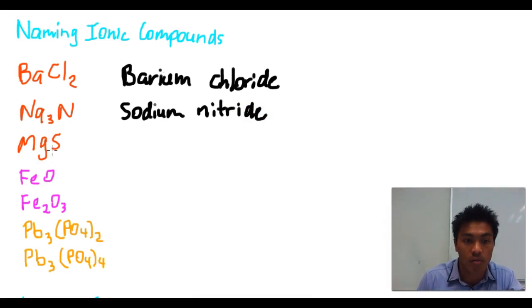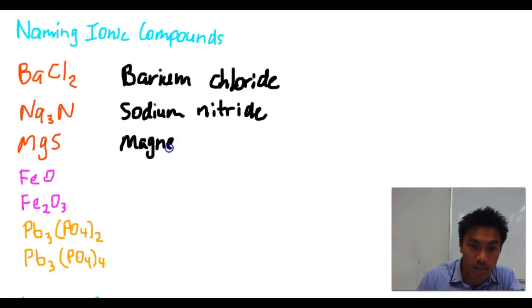Same thing here. We know that sulfur, being in group 6, is similar to oxygen. It's going to have a charge of -2. Magnesium as well is going to have a charge of +2 because it's in group 2. So if they're in those groups, they're not going to change their charge. For the metal, we're just going to use its actual name, magnesium.